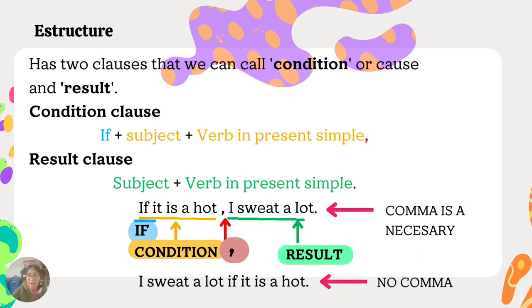For these sentences, the comma is unnecessary if the clauses are inverted, that is, first the result clause and then the condition clause. It's not necessary to use a comma. For example: I sweat a lot if it is hot. For this sentence, it's not necessary to use the comma.